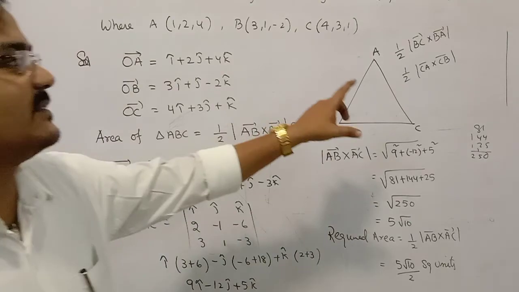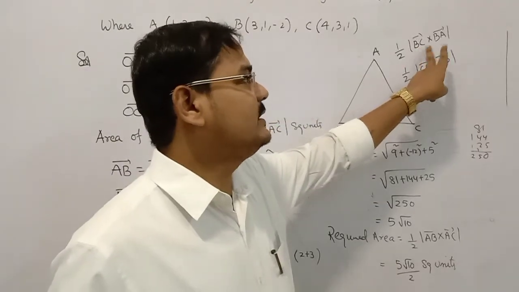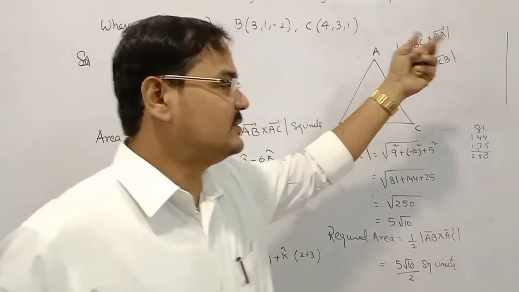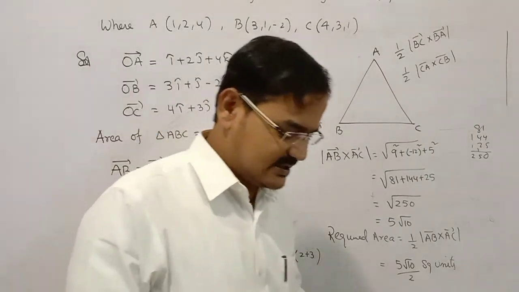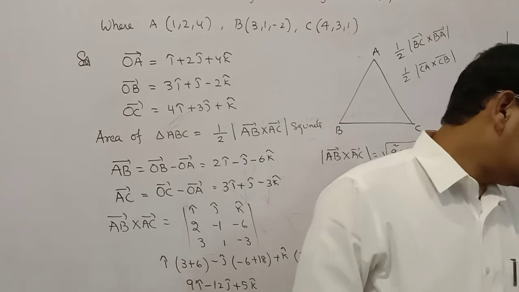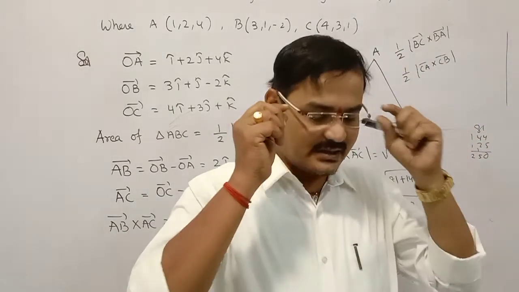Now you can check this. BC bar means OC minus OB, BA means OA minus OB. You do it and find the values also. You will get the same values and nothing changes. This is question number 5. And now question number 6.